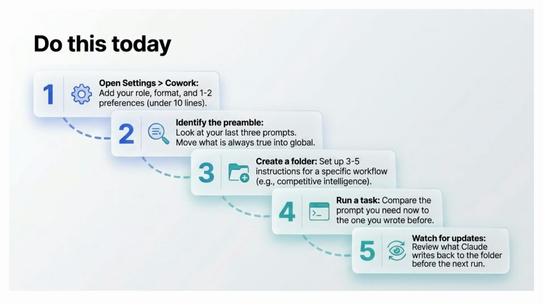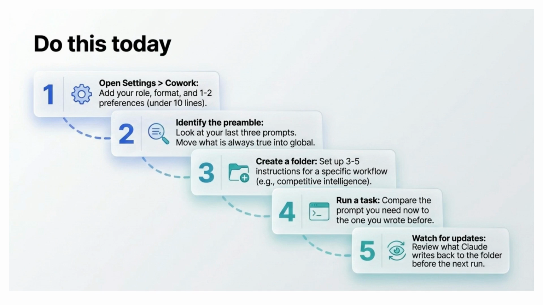Identify the repeating preamble in the last 3 task prompts you wrote. Move everything that is always true into global instructions. Create a folder for your competitive intelligence work if you have not already. Write 3 to 5 folder instructions: the competitors you track, the report template, the source locations. Run a task after setting up instructions and compare the prompt you need to the one you wrote before. The difference is the preamble you no longer have to type.